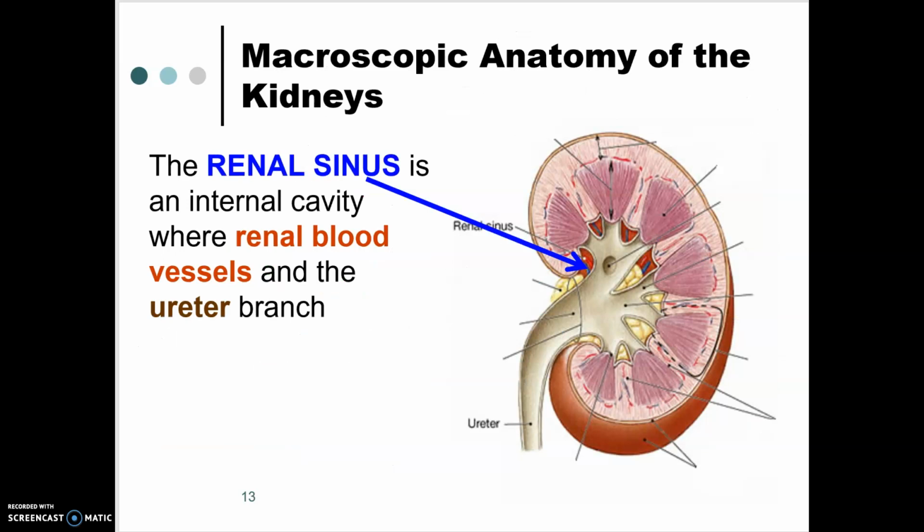Now, another structure that we need to talk about is the renal sinus. The renal sinus is a little bit hard to wrap your head around, but a sinus is generally an empty space. Now, we don't have many empty spaces in our body. Usually if there's a place there, there's going to be something to occupy that space.